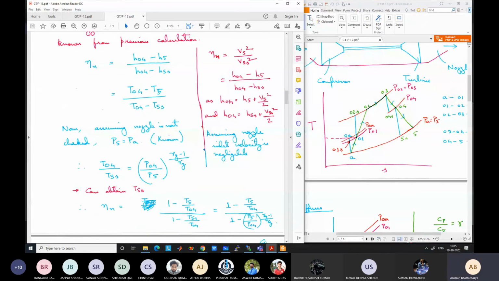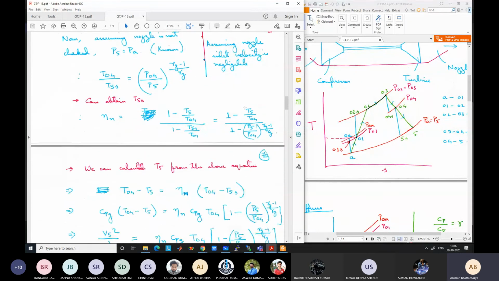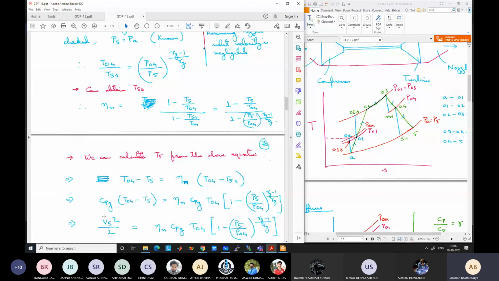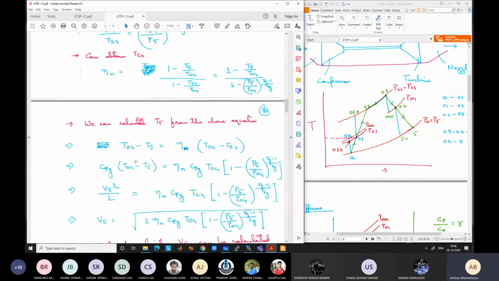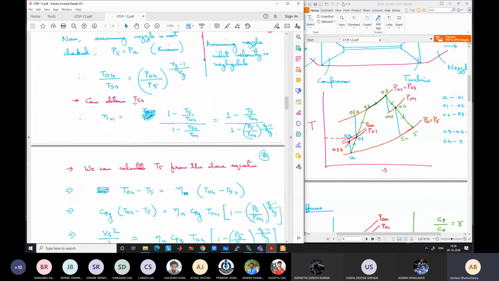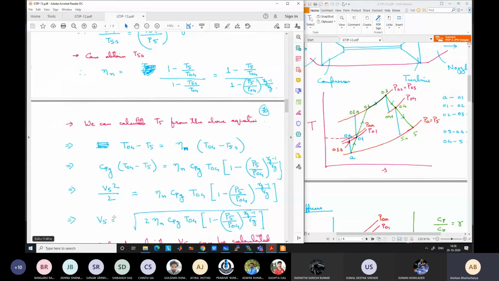I can write it in terms of the isentropic efficiency and pressure, but once you know T5, what is V5 square by 2? V5 square by 2 is equal to H04 minus H5. What is H04 minus H5? It is CPG into T04 minus T5. So T04 and T5 both are known to us. CPG is known to us, so you can directly calculate V5. So the exhaust velocity will be known to us, and that is our target, to find the exhaust gas velocity after all this calculation. If you want to derive a formula for this, we have derived it here step by step, but if you just solve a problem, you can just go through the steps that I am saying and directly calculate V5.